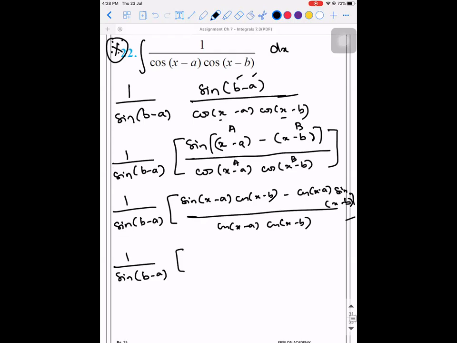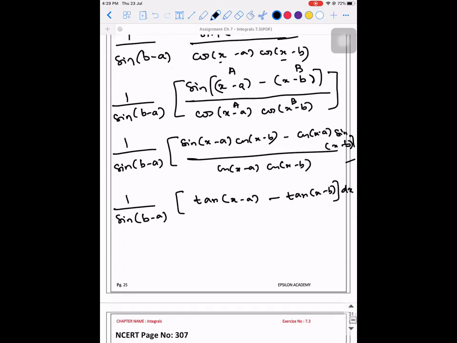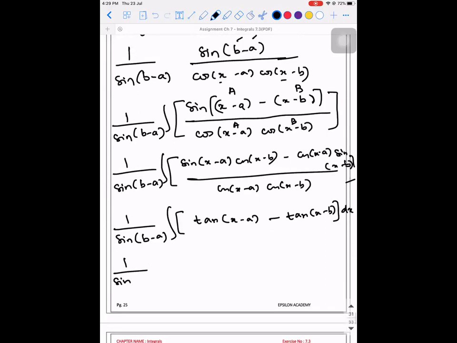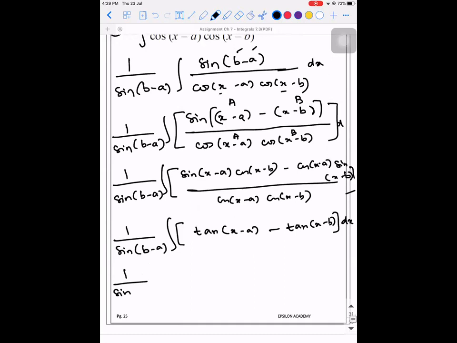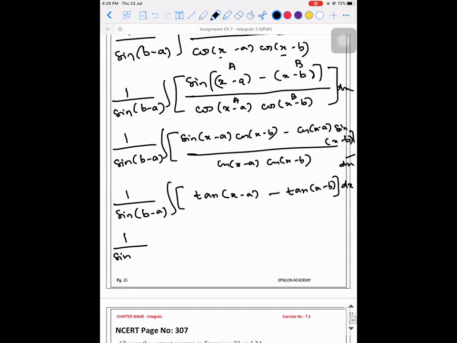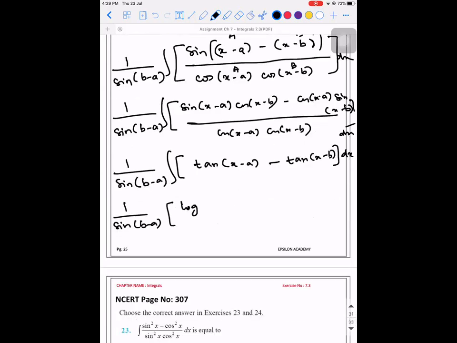tan of x minus A minus tan x minus B dx. Now, is it easy for us to integrate this? Because for the integral of tan, we directly have a formula. So the integral will be like this, split into dx and dx. So 1 by sin of B minus A. What will the integral be? Log of x minus A minus log of x minus B plus C.